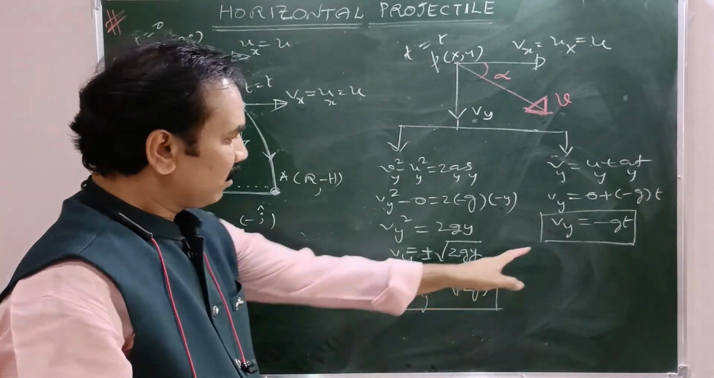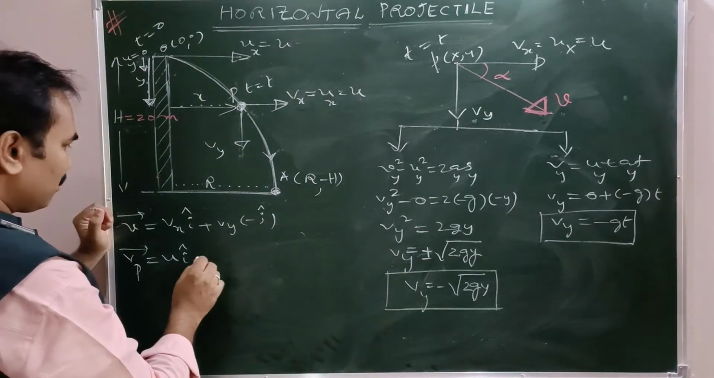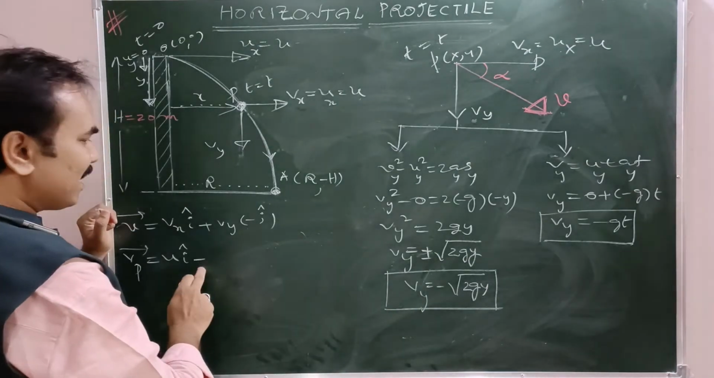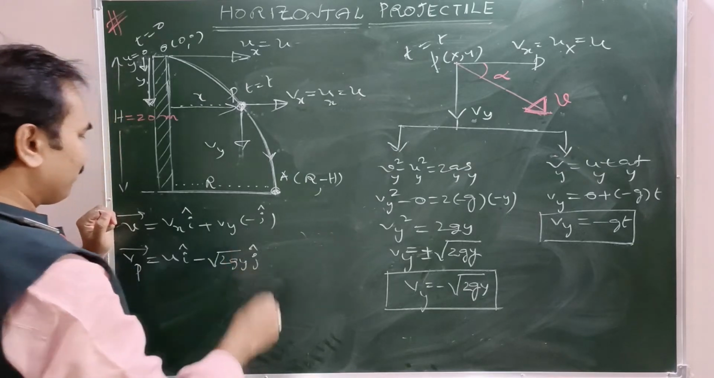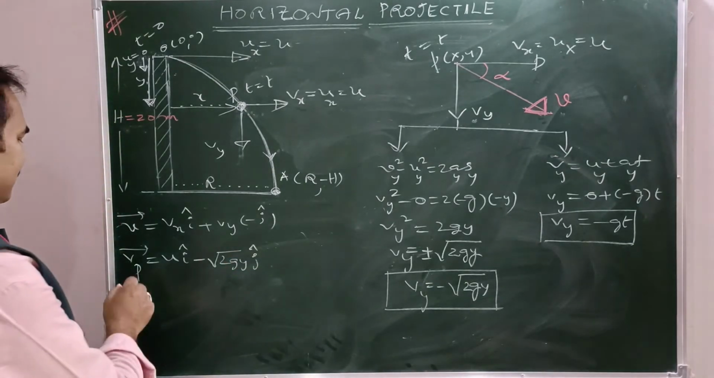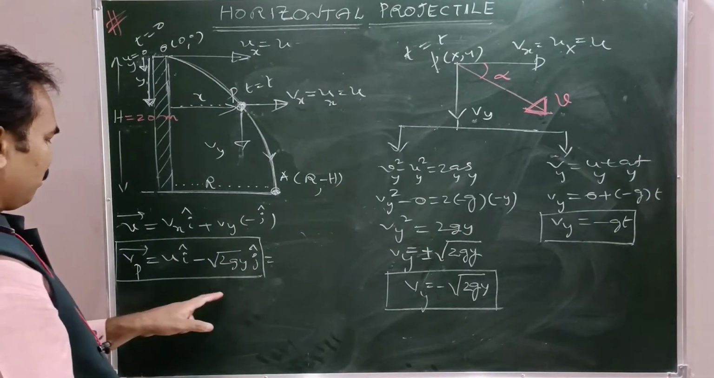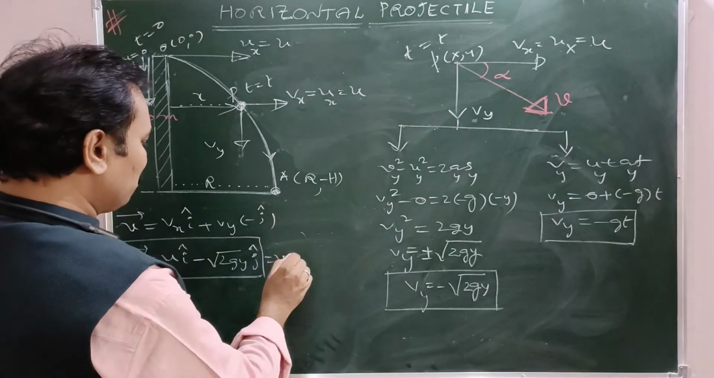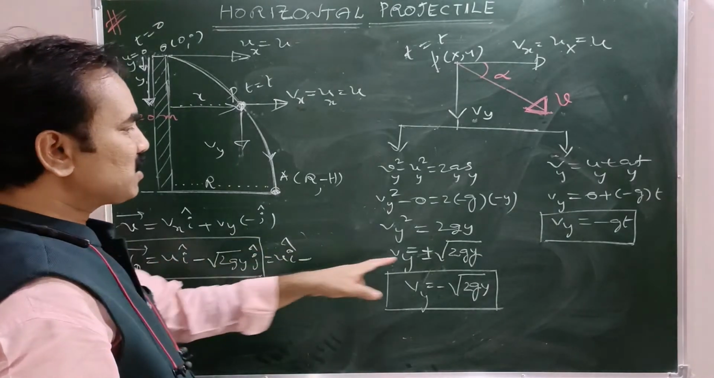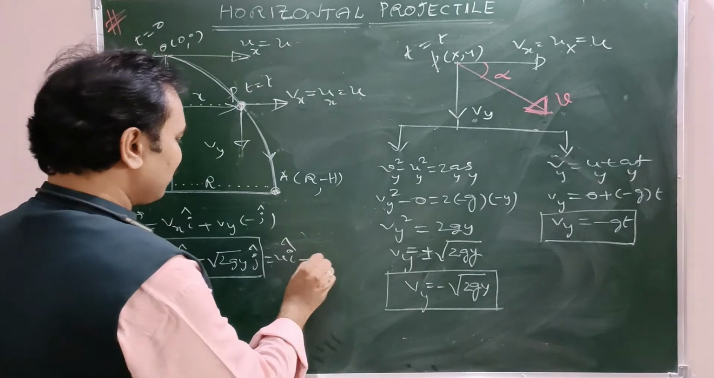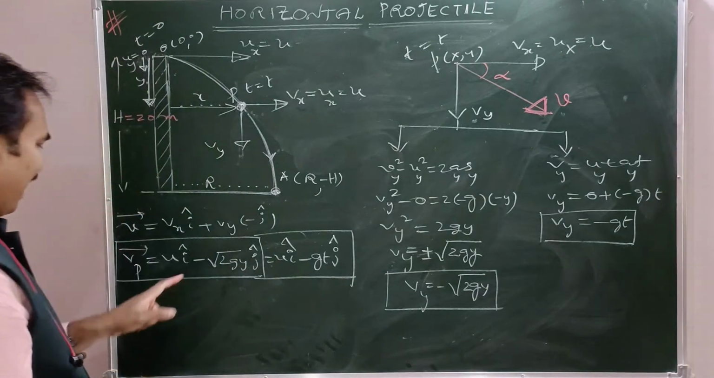We can write it two ways, either this form or this form. I am writing this one initially, that is minus. The negative sign is already taken here, so no need to take it one more time: root 2gy into j cap. Okay, this is one form. One more form: Vx means U only, U i, plus or minus Vy, which means gt, gt j cap. So this is another form, either this form or this form.